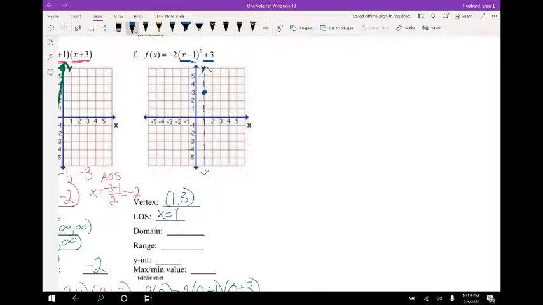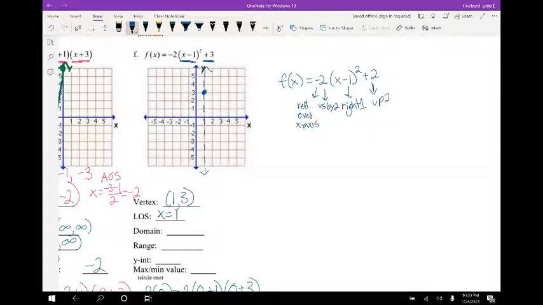Okay. So from here, we can also talk about transformations. So this is a reflection over the x-axis. This is a vertical stretch by 2. This is left 1. I'm sorry, this is right 1. I don't know why I'm losing my mind tonight. Right 1, and this is up 2. So again, if you want to do that with a parent function, you can.